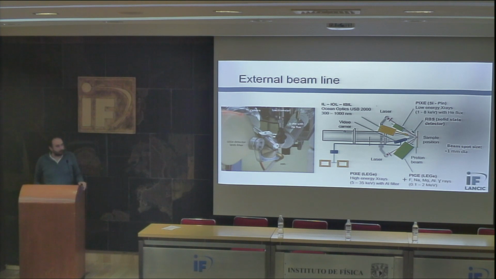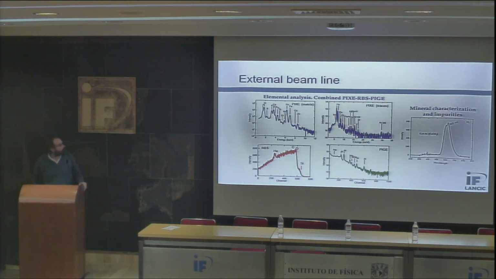With all of this setup, we can do analysis from light elements, fluorine, sodium, all the way up to the whole periodic table. With RBS, we can also characterize oxygen and lighter elements, and do layer analysis. So we can cover almost the whole periodic table. This is just to show the different analyses. With ion beam induced luminescence, we can do mineral characterization and also characterize some impurities present in minerals and other luminescent materials like glasses.